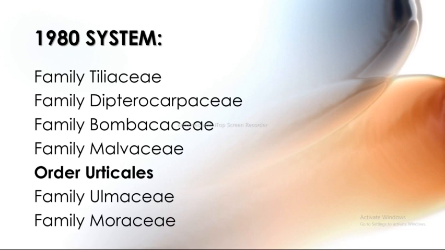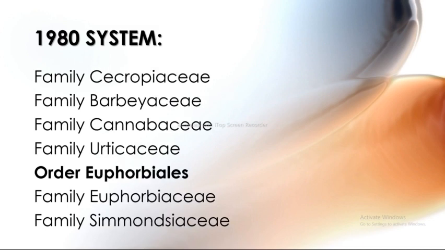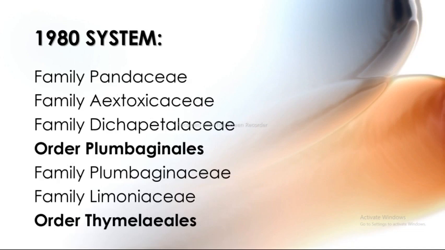The next order is Urticales, which includes the families Ulmaceae, Moraceae, Cecropiaceae, Barbeyaceae, Cannabaceae, and Urticaceae. The next order is Euphorbiales, which includes the families Euphorbiaceae, Simmondsiaceae, Pandaceae, and Aextoxicaceae.